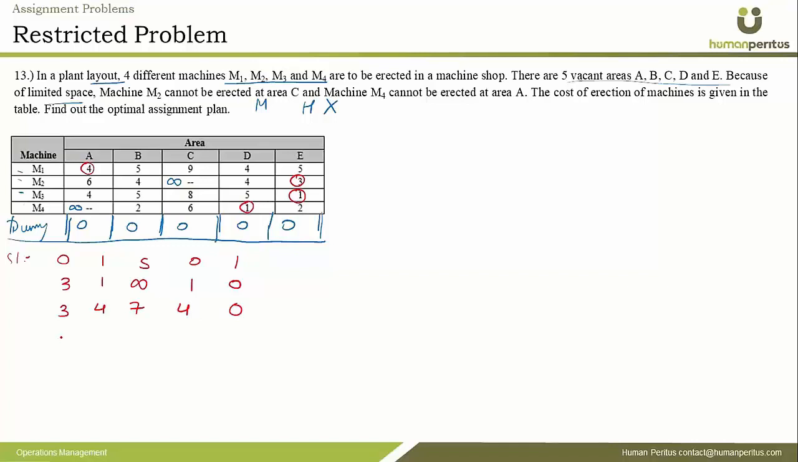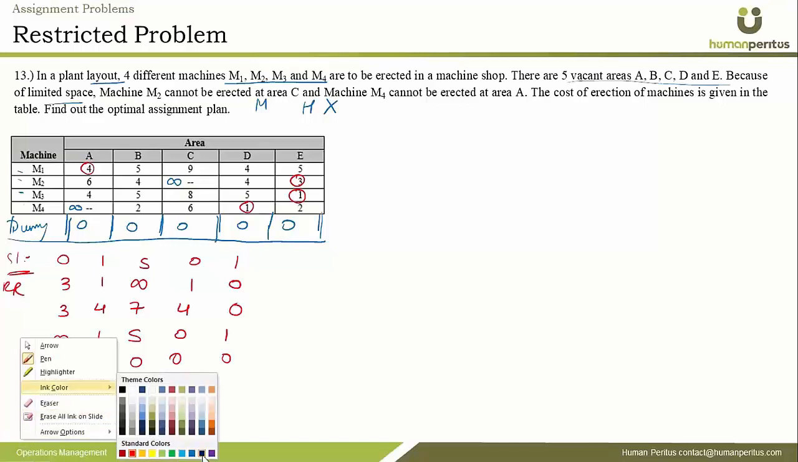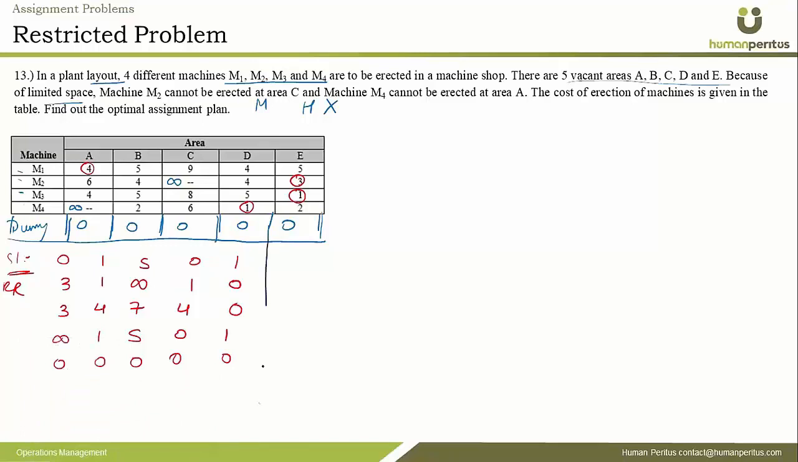For machine 4, what is the minimum value? 1. Infinity minus 1 is infinity. 2 minus 1 is 1. 6 minus 1 is 5. 1 minus 1 is 0. For the dummy, we will simply write 0, 0, 0, 0, 0, because 0 minus 0 is 0. This is our step 1, row reduction. Now let me move to step 2.